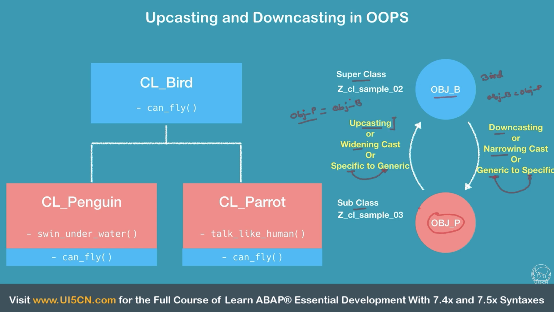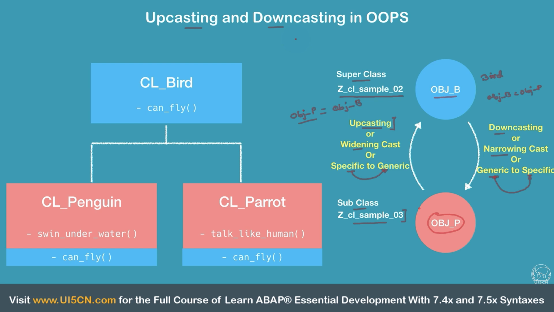And within our hands-on examples, you have also seen that z_cl_sample02 is the superclass and z_cl_sample03 is the subclass. So we will see the example of 02 and 03 in the hands-on. Okay, so this is upcasting and downcasting in theory. I hope that it is clear.